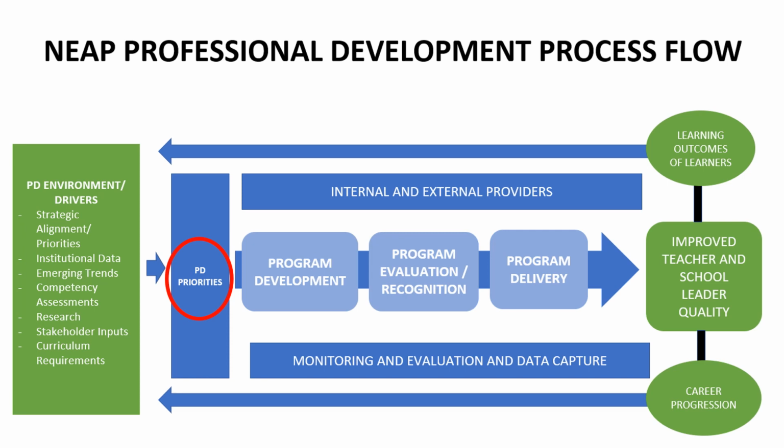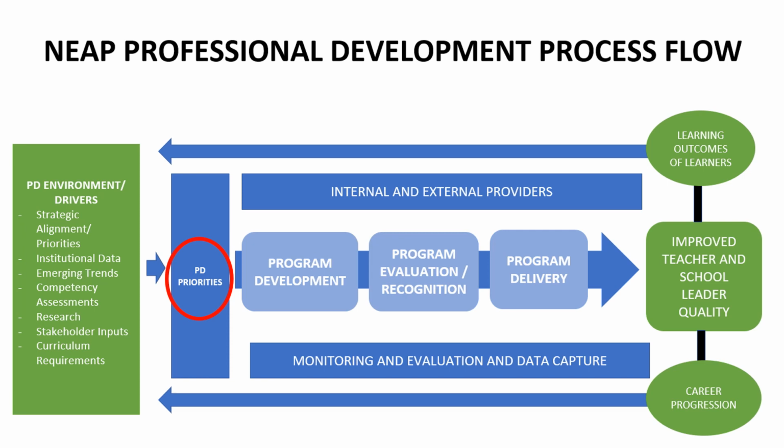The PD priorities here, which are encircled in red, are the starting point of the PD process. This means that before developing any PD program, all authorized learning service providers or LSPs will have to refer to the list of PD priorities and base their program objectives there before actually moving to develop the program. When they are done with the program development, they need to submit it for program evaluation for recognition purposes. Authorized LSPs can only conduct their programs or courses after getting their programs recognized by NAIAP. Monitoring and evaluation with data capture is ensured in every step of the way.